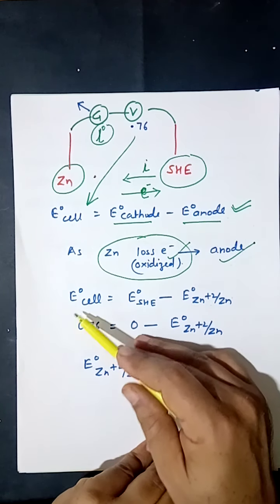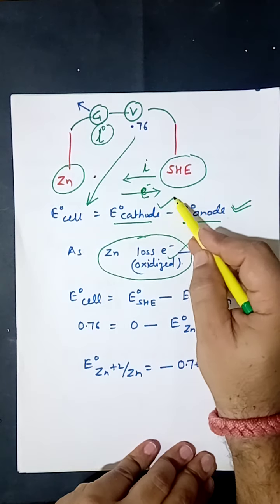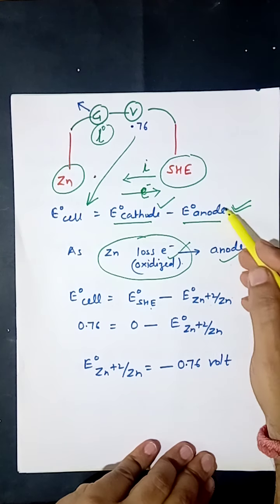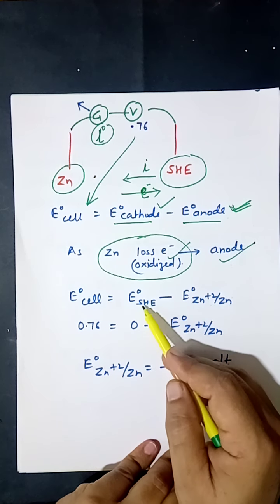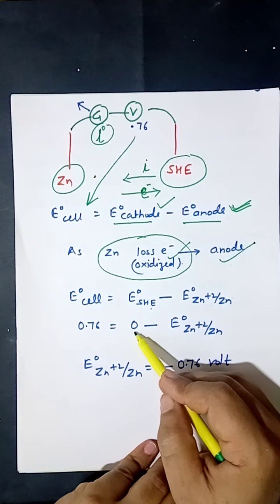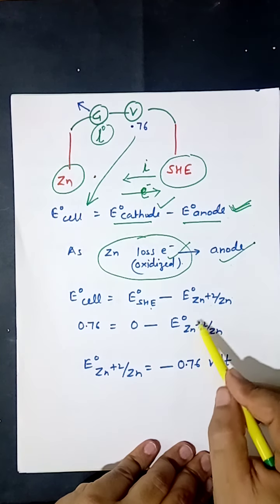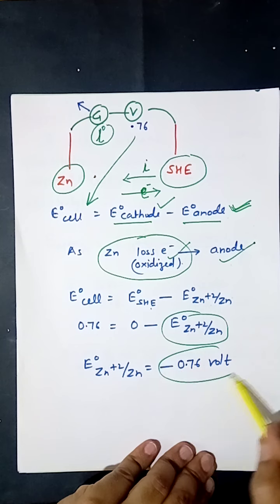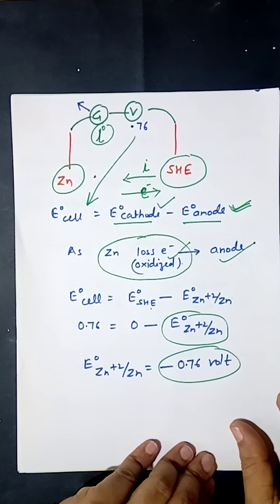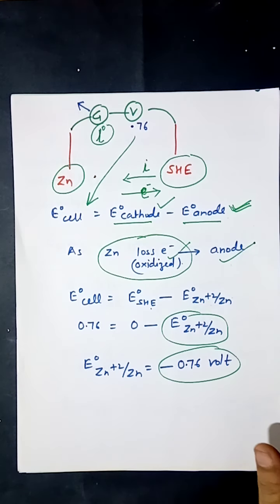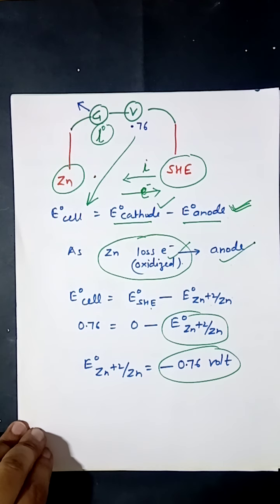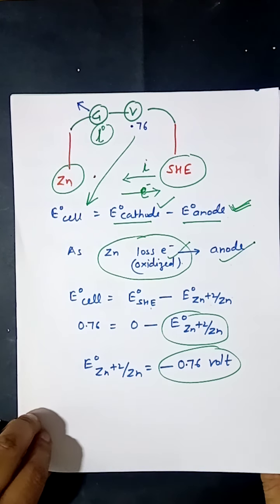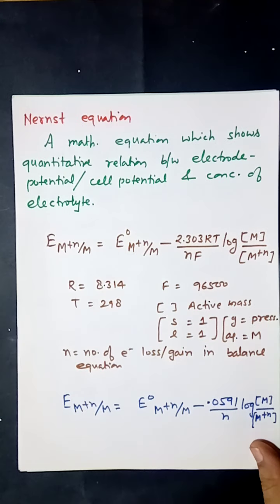Now replacing this, we can write E naught cell equals, this is the hydrogen electrode as cathode and the anode is the zinc electrode. The cell potential is given as 0.76. The standard hydrogen electrode is 0, and now this is the potential for zinc. When you solve, you get the value minus 0.76 volt. So in this way you can determine the electrode potential of all the elements by connecting them with each other, and the hydrogen electrode is used as the reference electrode.